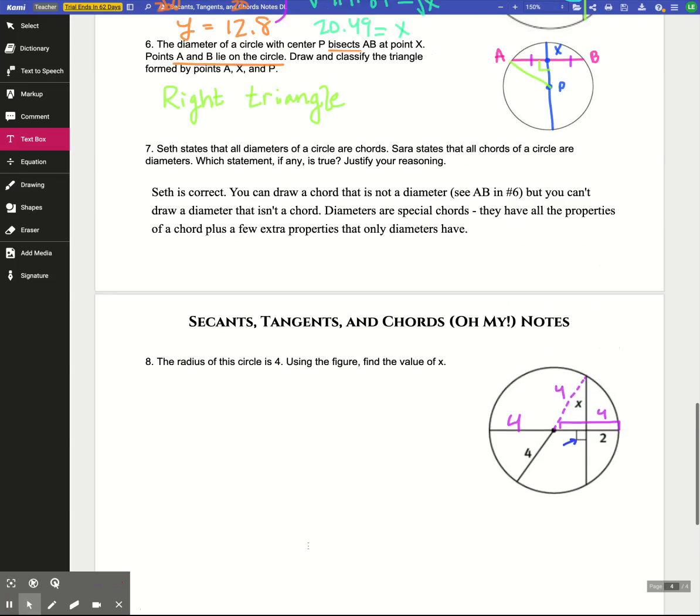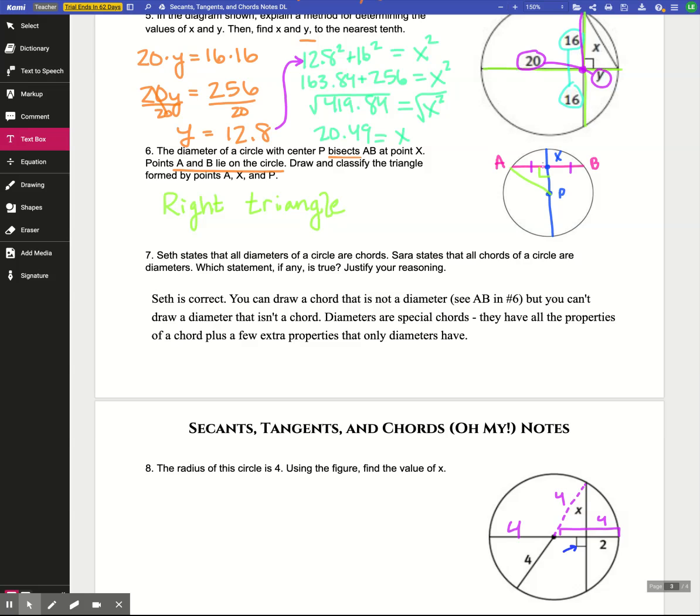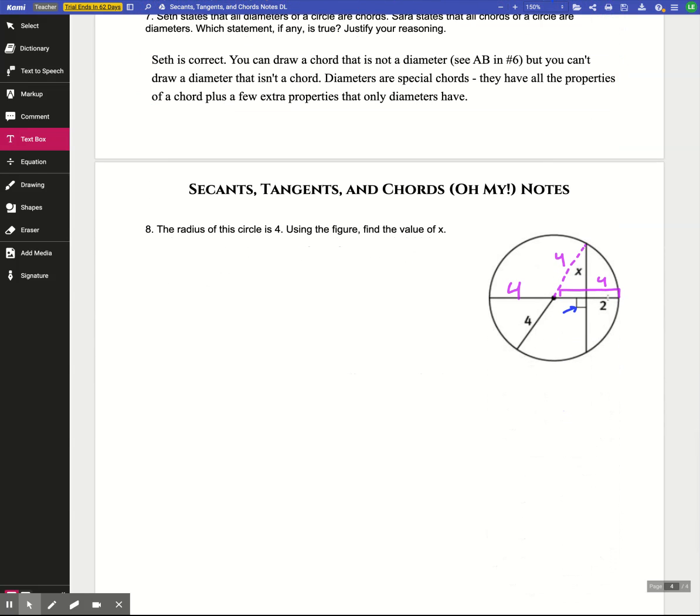Okay, if we think back to our rule here that we saw in number 6, if this is a right angle here, then these two parts of this chord are equal. So same thing is happening here, right? So if this part of this chord is X, this one also has to be X, okay? So there's 2 different ways that you could solve this. Okay, you could either use the chord multiplication rule or you could use Pythagorean theorem with the right triangle.